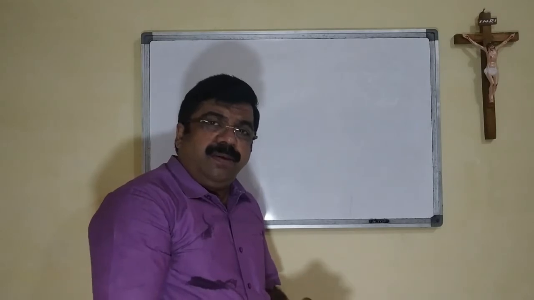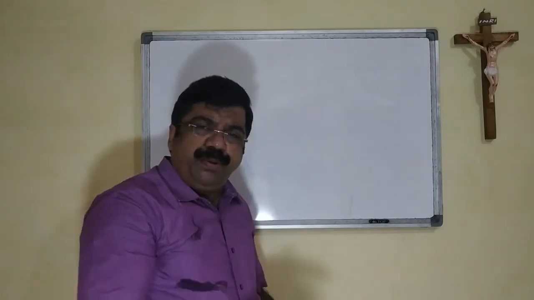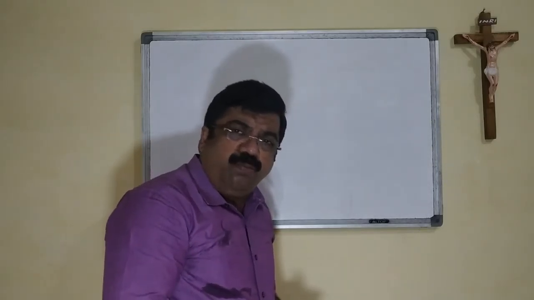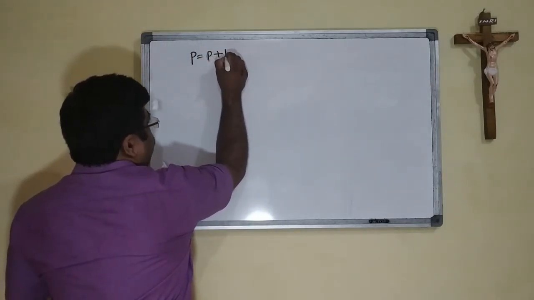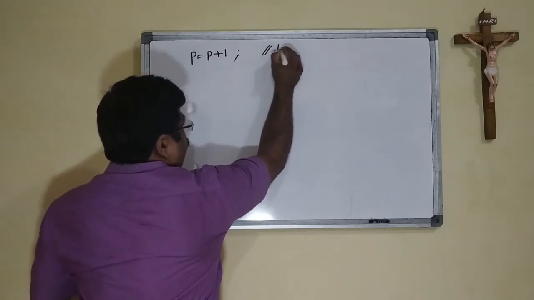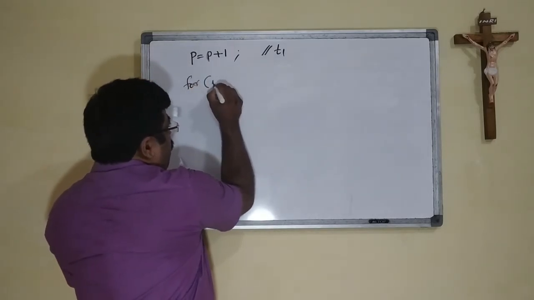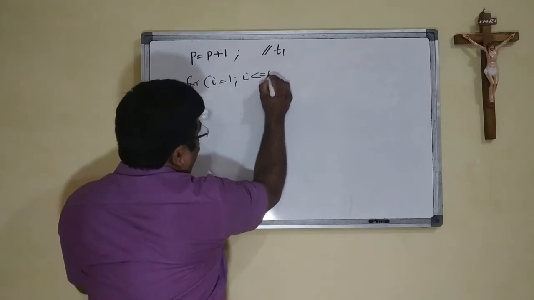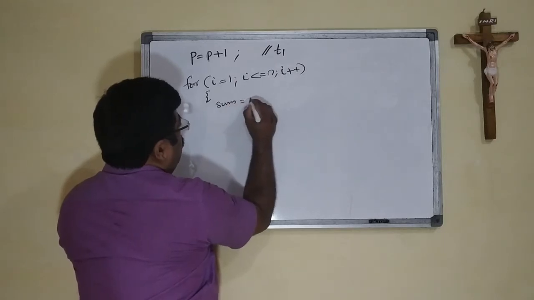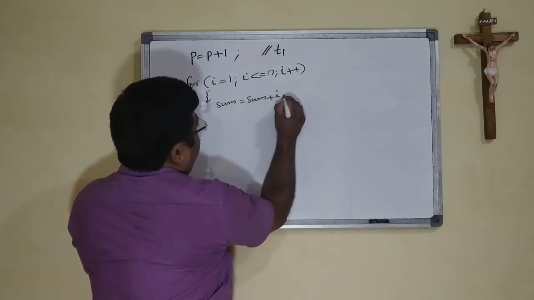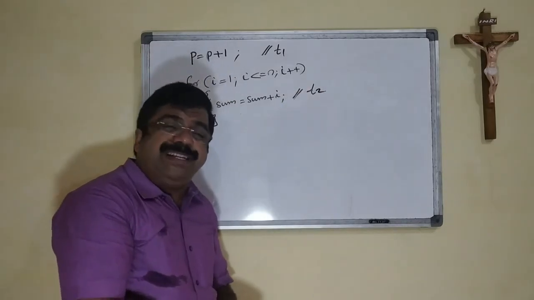Next we see the consecutive statements. That can be a single statement, it can be a loop, again it can have a nested loop. Let us see. p equal to p plus 1. This particular one takes t1 time interval. Another one, loop for i equal to 1, i less than or equal to n, i plus plus, then sum is equal to sum plus i. Every time it takes t2 time interval.